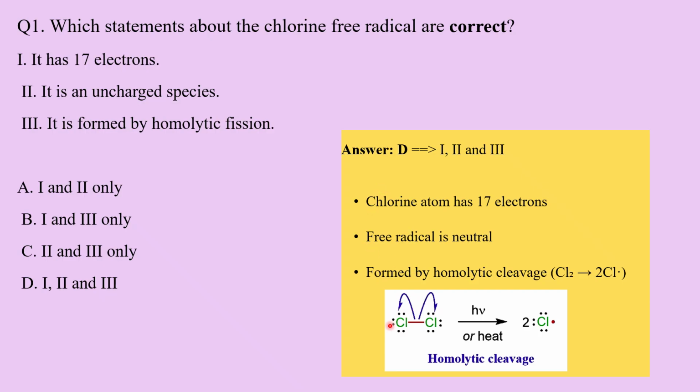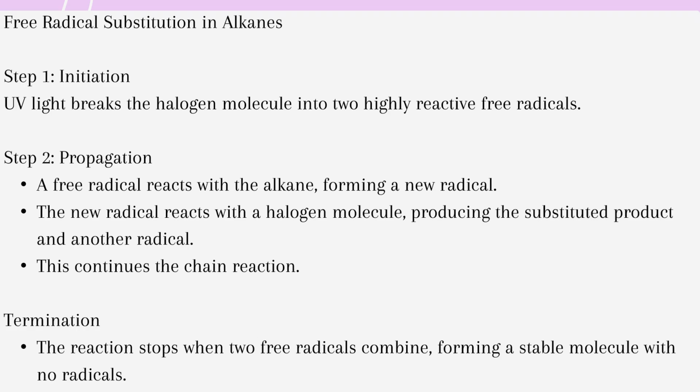So when we talk about the formation of chlorine free radical, this is how it forms. Since both chlorine atoms have the same electronegativity, the bond breaks equally, that is by homolytic fission. As it breaks by homolytic fission, it results in the formation of a neutral species with one unpaired electron, which we call what? Free radical. This means the second statement is also correct, and the third statement is also correct. This means all three statements are correct. Hence, the correct answer is D.